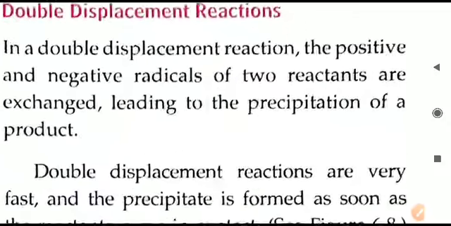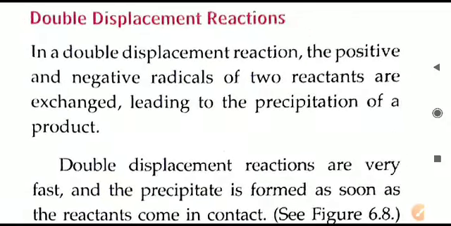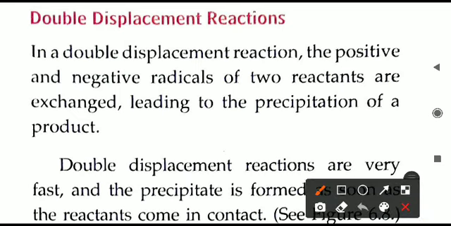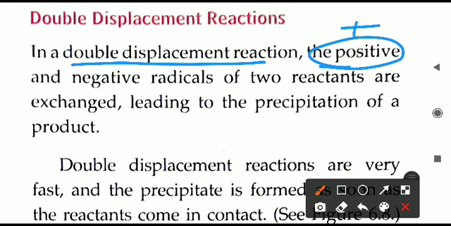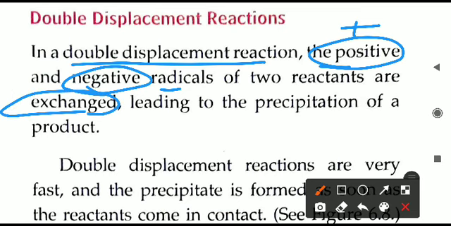Now the fourth and the last type of reaction is a double displacement reaction. In displacement reaction, only one radical is exchanging, only one metal atom is exchanging another metal atom. In this, a double thing is happening, double displacement reaction. That is the positive radical which has positive valency, and the negative radical which has negative valency. Both of these are exchanged. Positive as well as the negative radicals are exchanged.